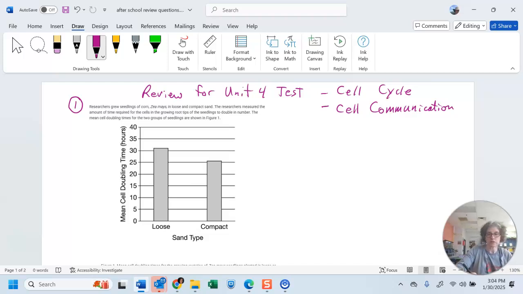So this first one says researchers grew seedlings of corn in loose versus compact sand, right? So here's the loose sand, and here's the compact sand. And they measured the amount of time required for the cells in the growing root tips of the seedlings to double in number. So mean cell doubling time, in hours. The mean cell doubling times for the two groups of seedlings are shown as bars. All right, so now let's go over to the question.